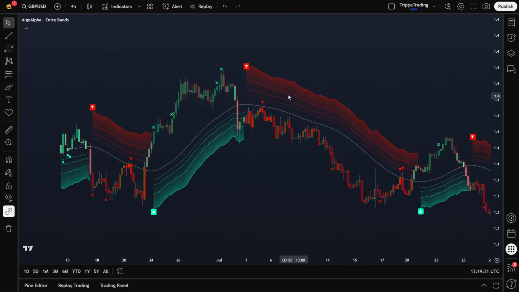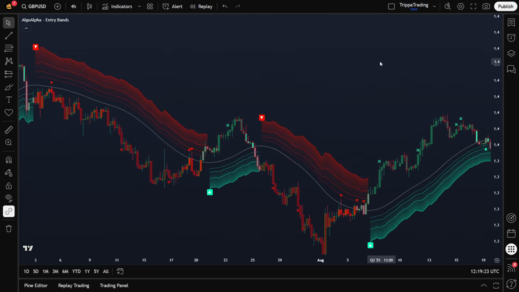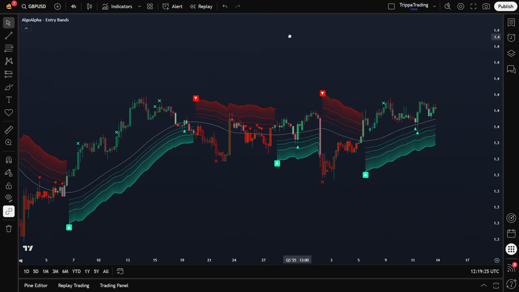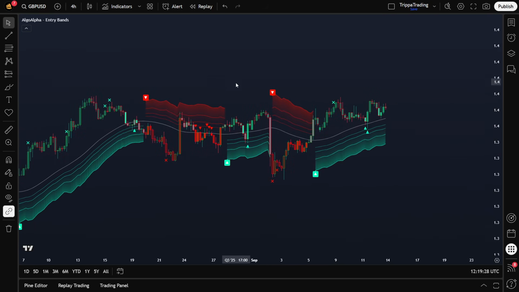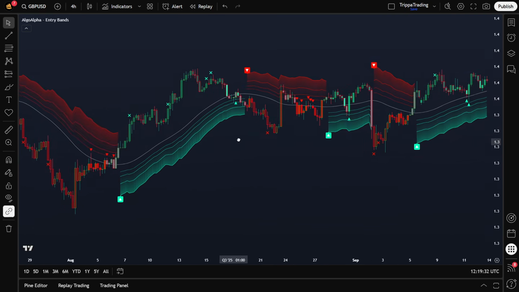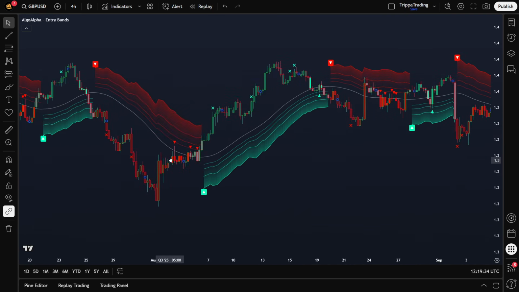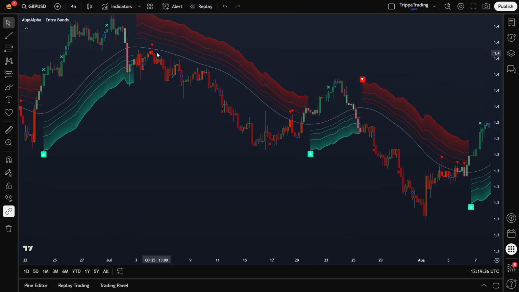So this is it. The Fibonacci Entry Bands give you a clear way to trade. The basis line tells you the trend. The bands show you where price is likely to bounce or reject. The colors warn you about ranging markets, and the markers confirm entries and exits.